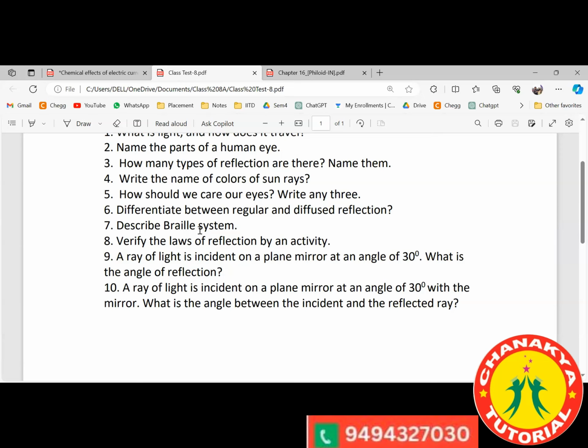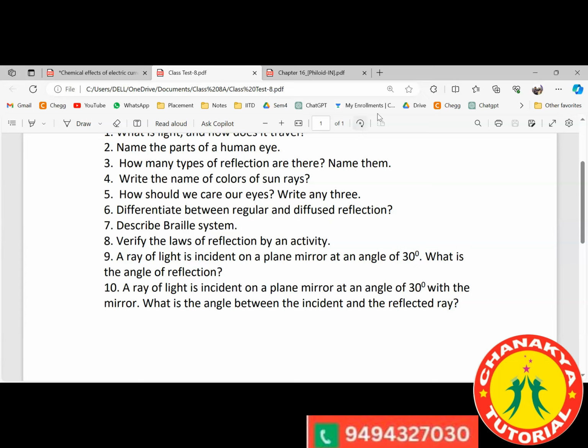Yes, sir. Okay, but if it is written in your textbook, then you should write it as three types of reflection, and those who have NCERT, you should write the regular and diffuse only. Why I'm saying multiple reflection is not a type of reflection is because this multiple reflection is formed.